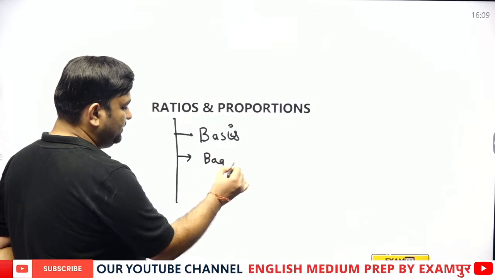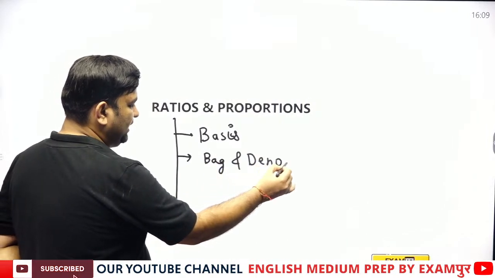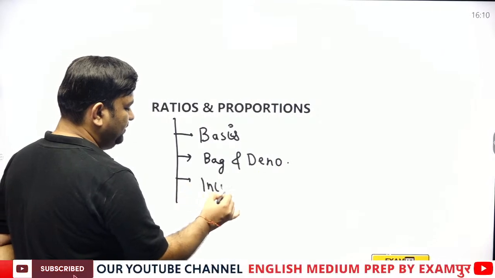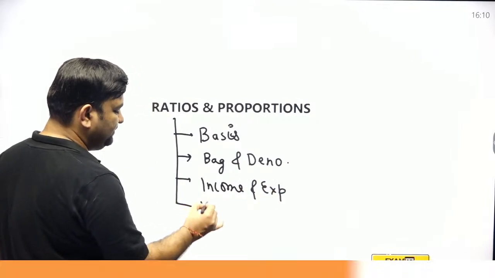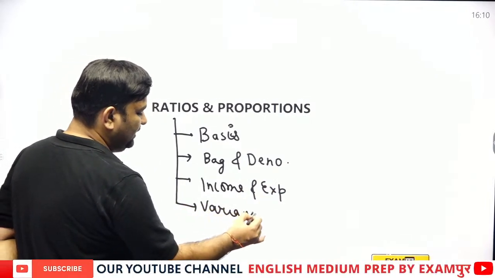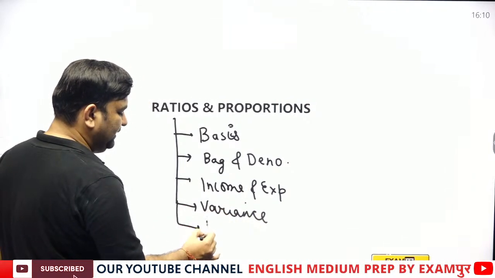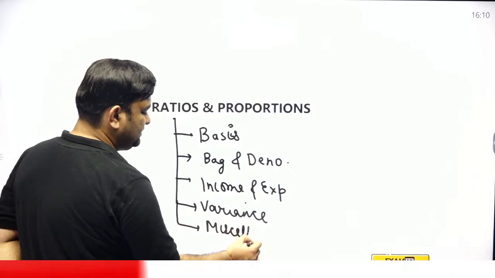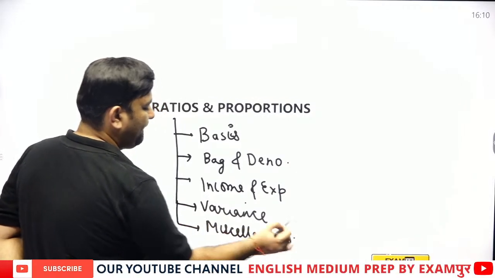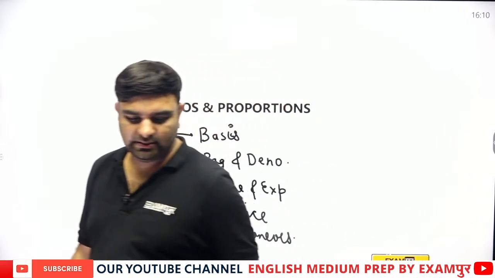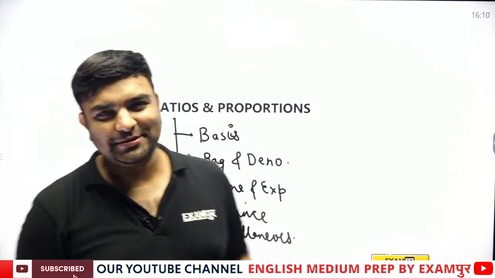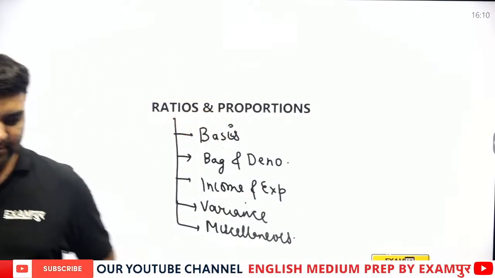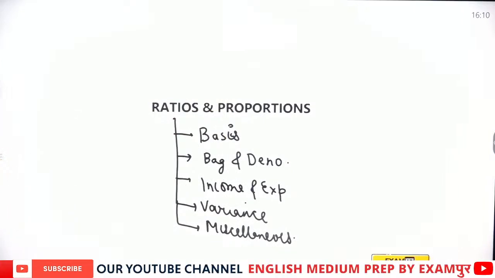Bags and denomination type, income expenditure type. Now we will do the variance as well this time, and miscellaneous. Majorly it is going to be practice based. Clear? So let's move on.